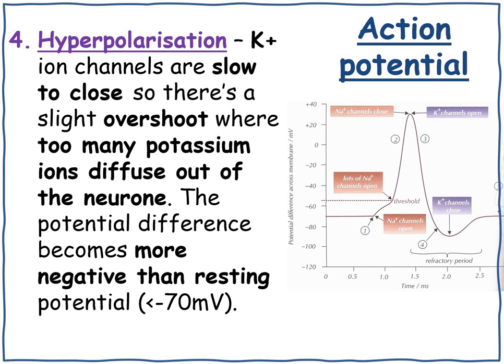Then there's a stage called hyperpolarization, and that is where the potassium channels are quite slow to close. So there's a slight overshoot where too many potassium ions diffuse out of the neuron, and the potential difference becomes more negative than resting potential. So it becomes more negative than minus 70 millivolts.